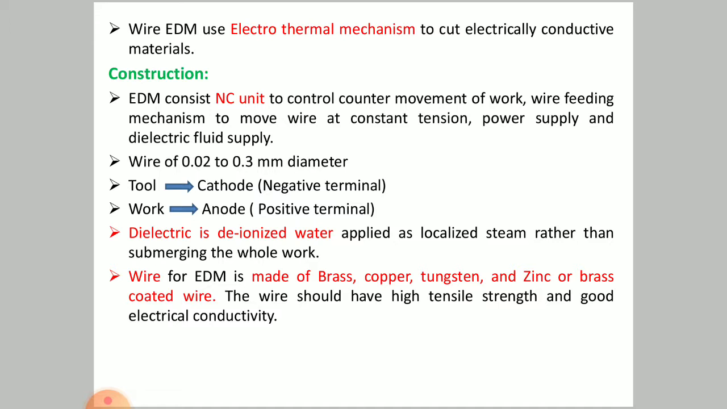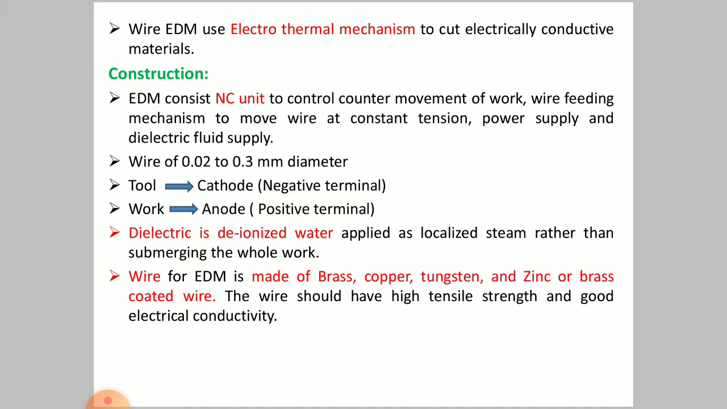The construction of wire cut EDM consists of a numerical control unit to control the contour movement of the workpiece, a wire feeding mechanism to move the wire at constant tension, power supply, and dielectric fluid supply that we are supplying externally, right? A wire of diameter ranging from 0.02 to 3 mm is utilized in this process, and here also the tool is given negative charge, which is cathodic, whereas the workpiece is given positive charge, which is anodic.